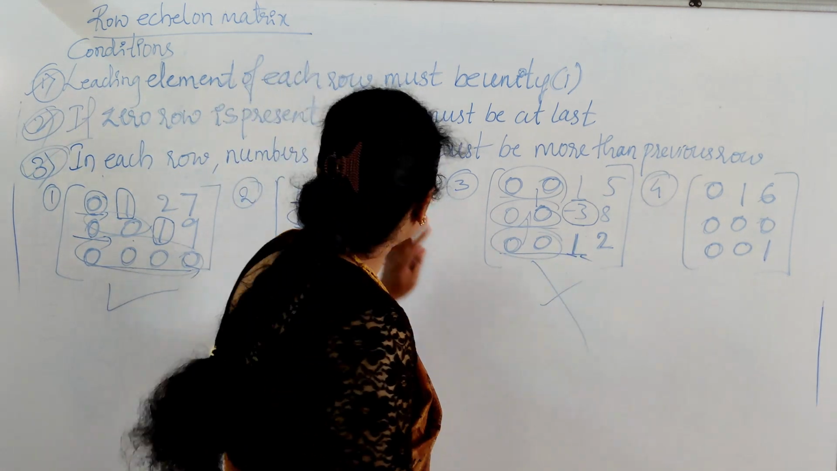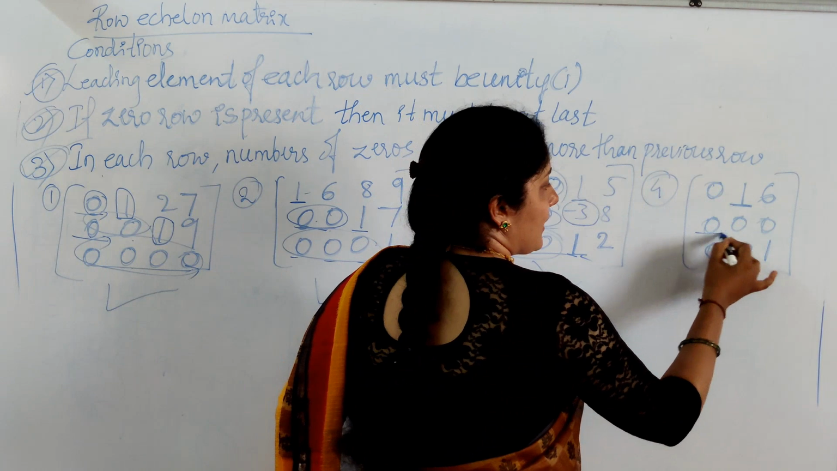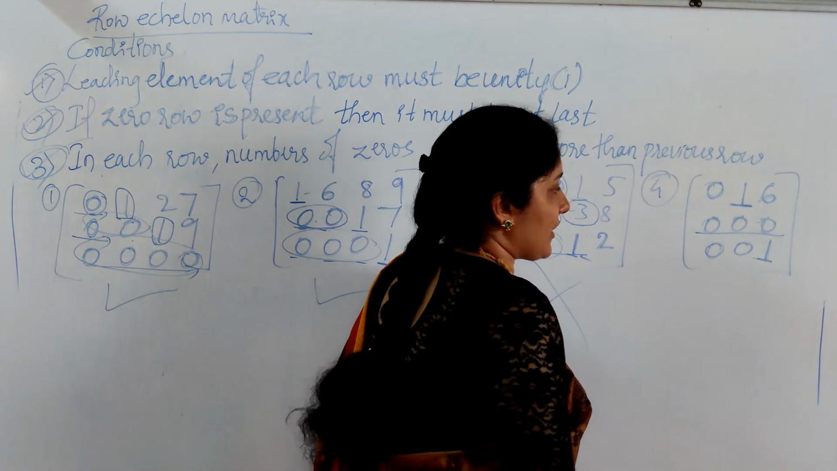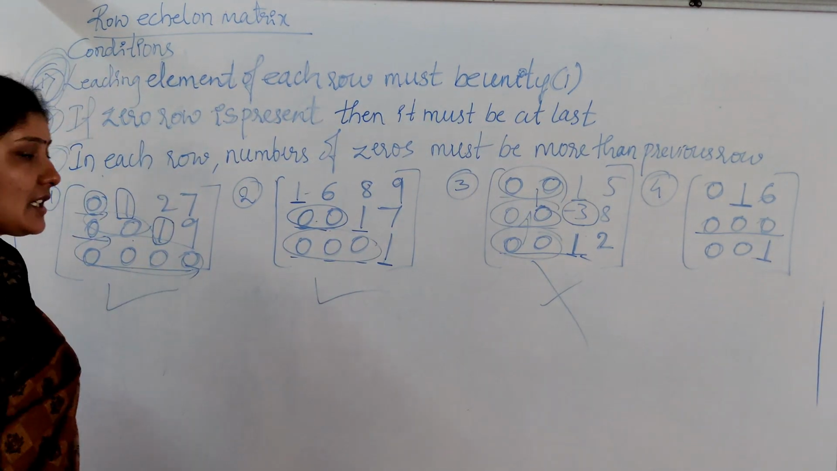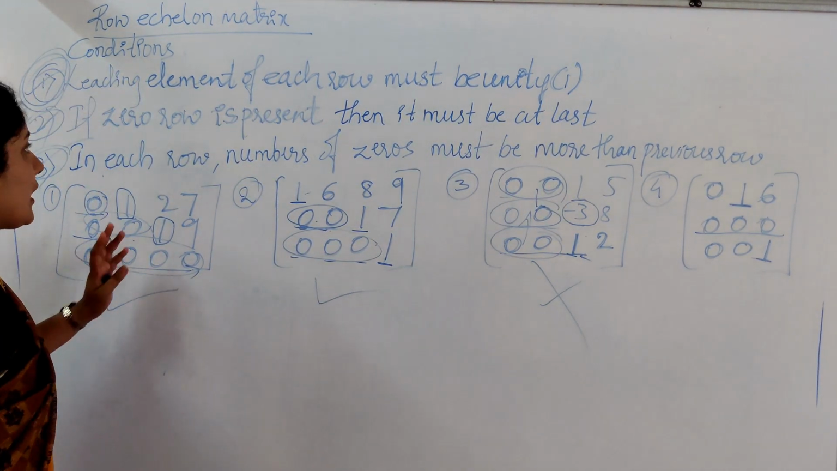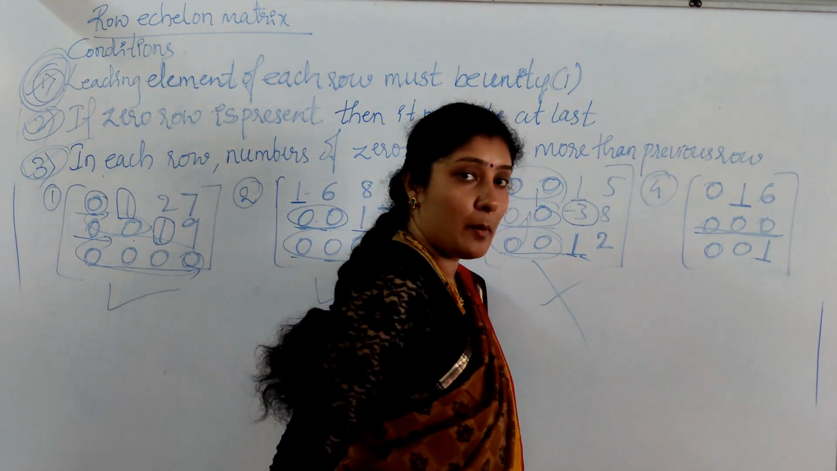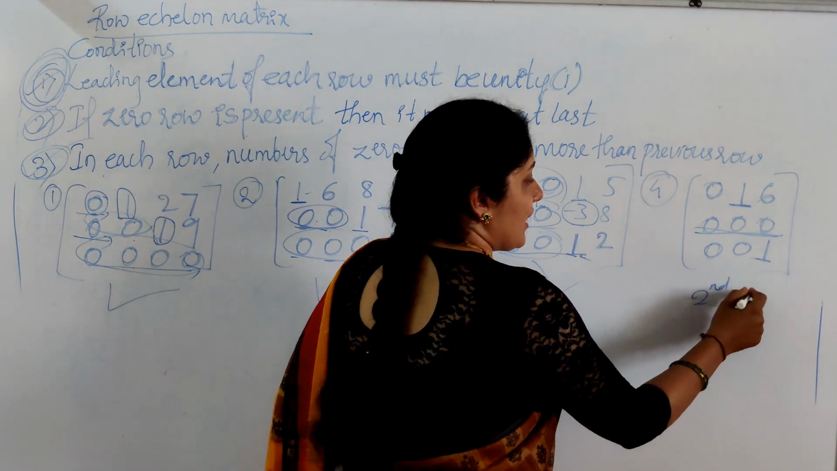Coming to this, the leading element has to be 1. Correct. And here there is no element, no problem. Here the leading element is 1. Therefore, the first condition is satisfied. Next, zero row. If there is a zero row, yes, there is a zero row, but it is not at the last. Therefore, the second condition is not satisfied.